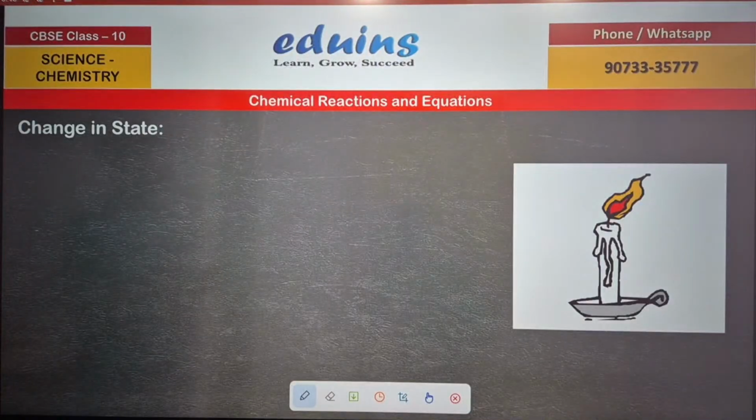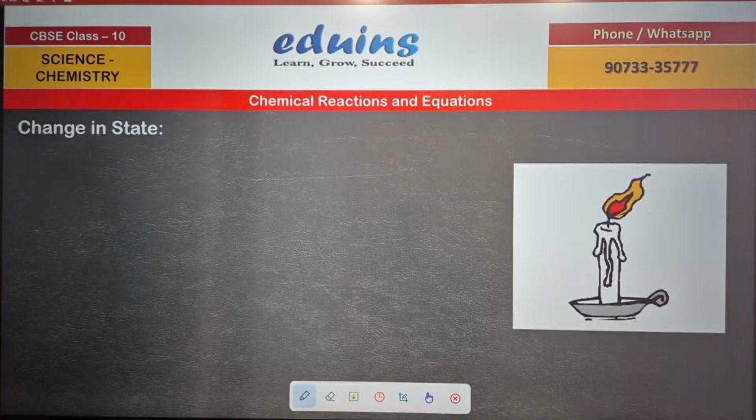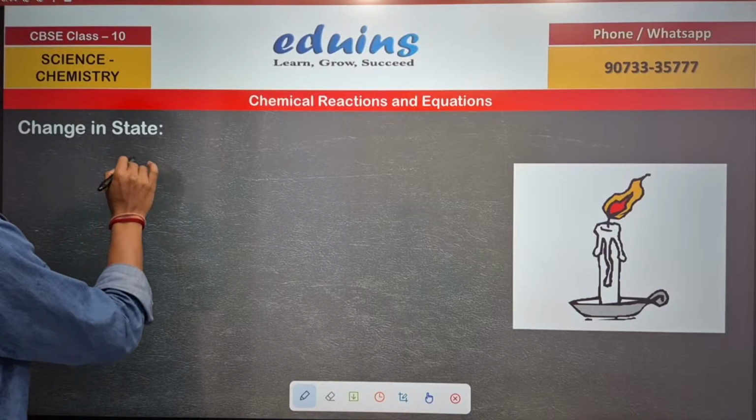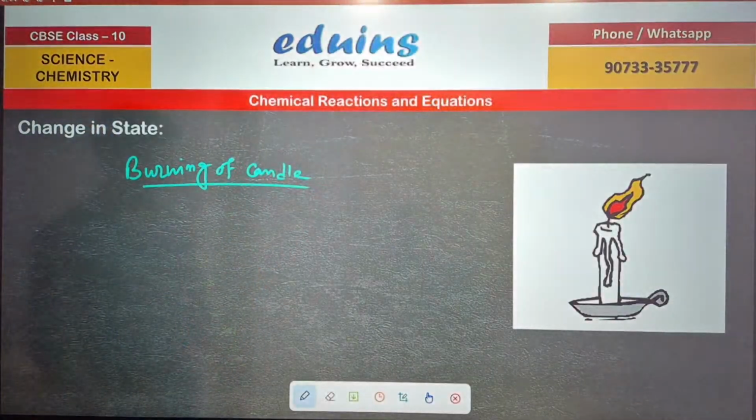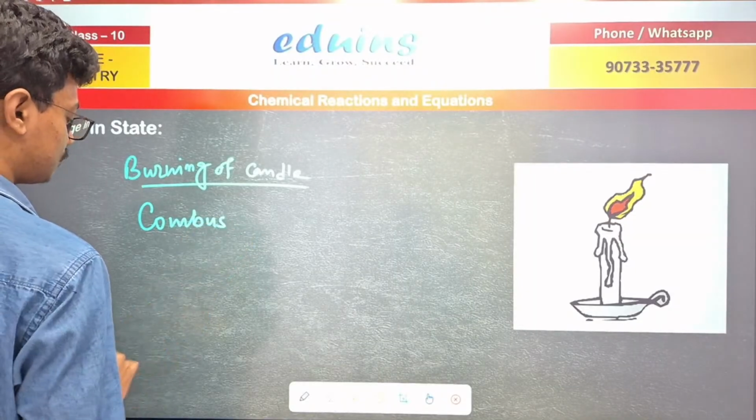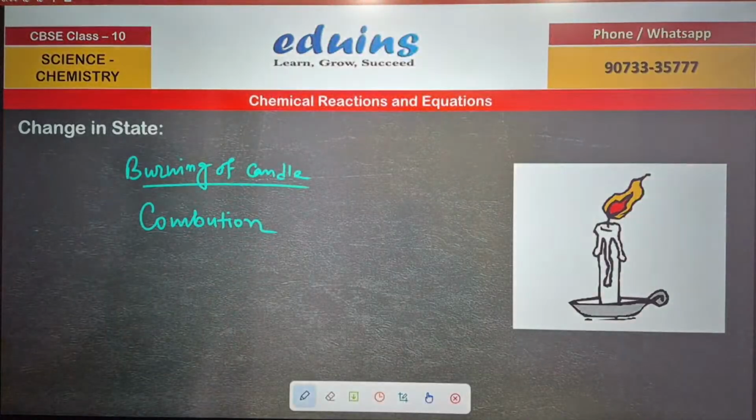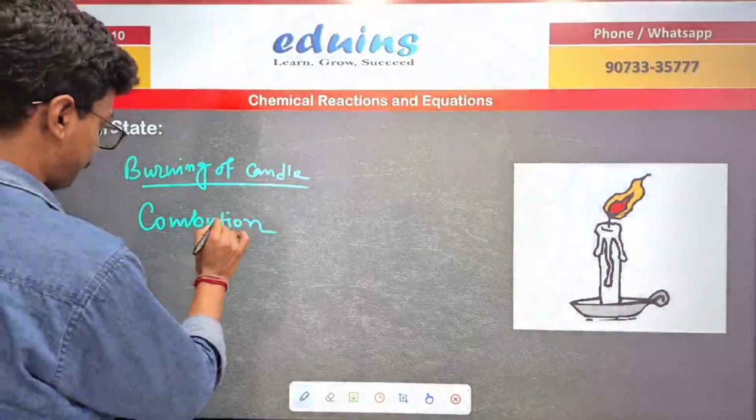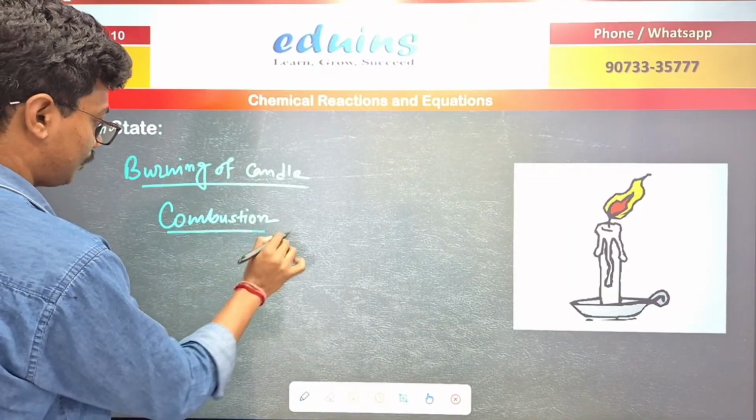And the last one, that is change in state. What we have already discussed, change in state. So the change in state of a substance, or in case of burning of a candle, the chemical reaction which is known as combustion. Okay, which is known as the combustion.